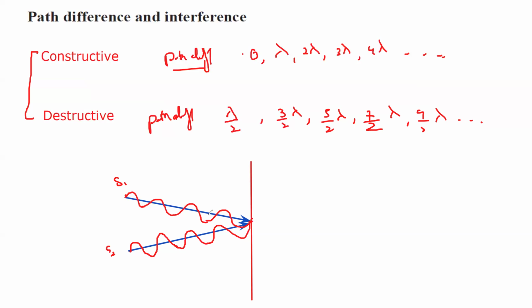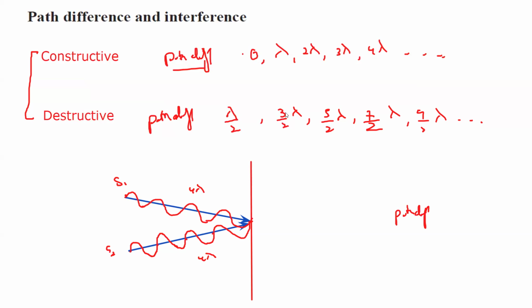So how many wavelengths are there from source 1 to this point? 1, 2, 3, and 4 wavelengths. How many wavelengths from source 2 to the point? Again 1, 2, 3, and 4. So what is the path difference at this point? It will be 0.